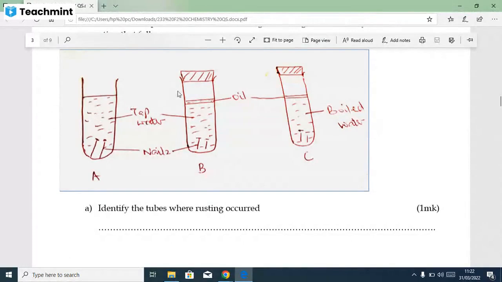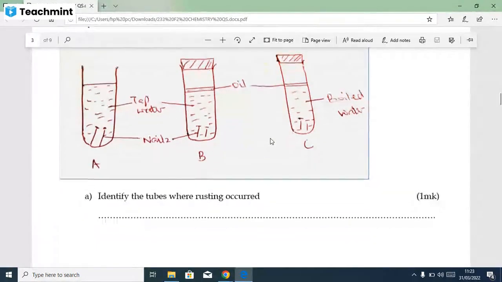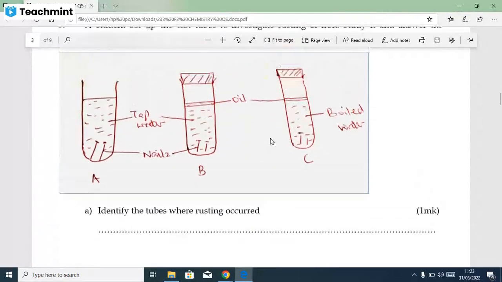Okay, part C again. Why? Because the water was boiled, hence there is no oxygen. When you boil water, the oxygen escapes. And again, remember, it must be corked. If you don't cork it at the top in part C, air will enter again, right?